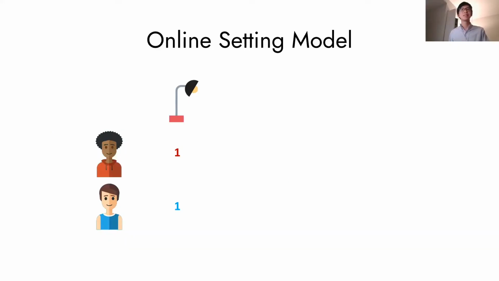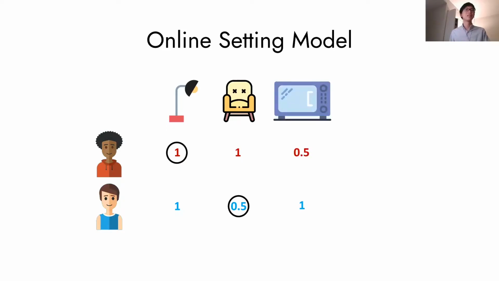So translating this into our model, we have indivisible items that arrive in an online manner. Agents have values for each item, so 1 and 1 in this case, and our goal is to find a good allocation after all the items have arrived. In this case, the lamp arrives, we see the two values, and we allocate it. And we do the same for the chair and the microwave.